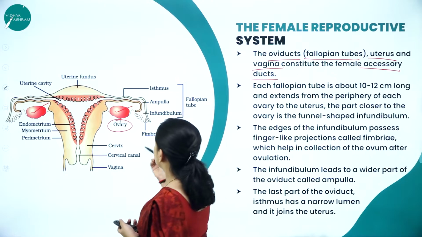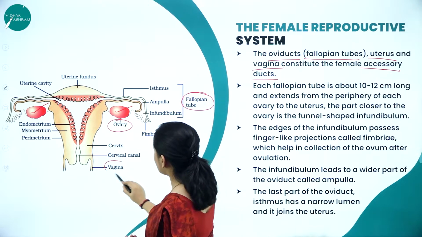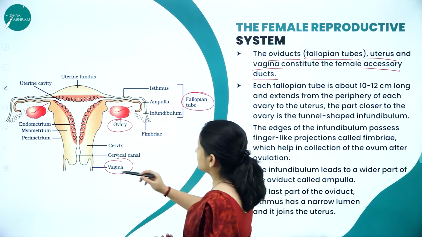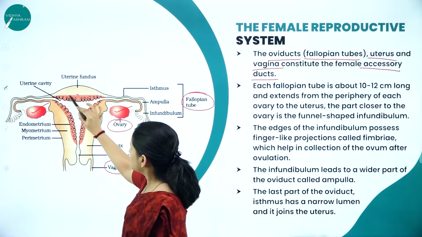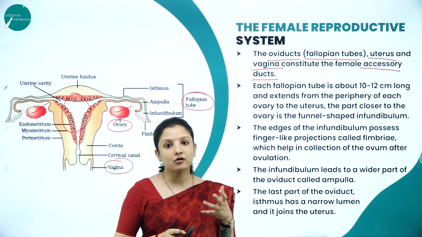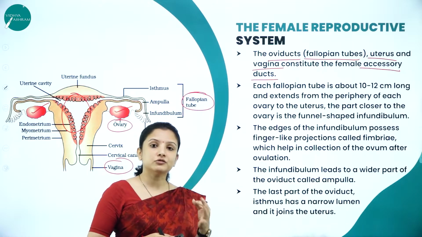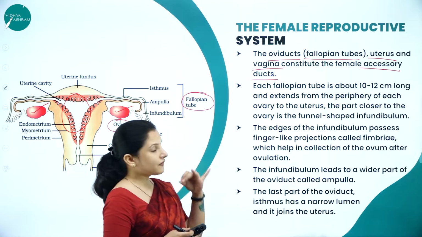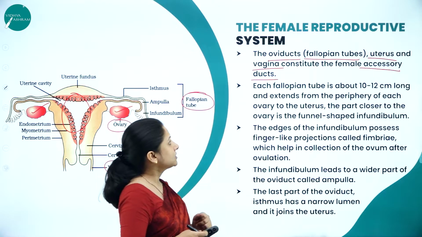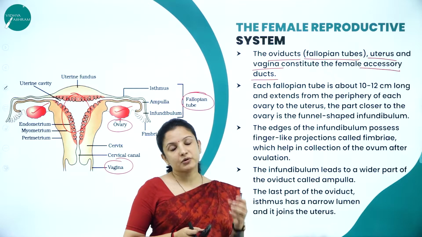They are tube-like. So we have the fallopian tube, then the vagina, which is also a duct-like structure, and the uterus. All of these are hollow. So that is why they call it a duct. The uterus, the oviduct, which is also called the fallopian tube, and the vagina form the accessory ducts of the female reproductive system.